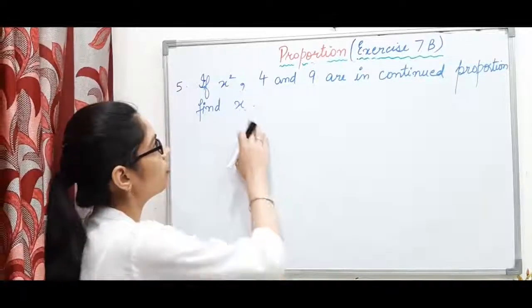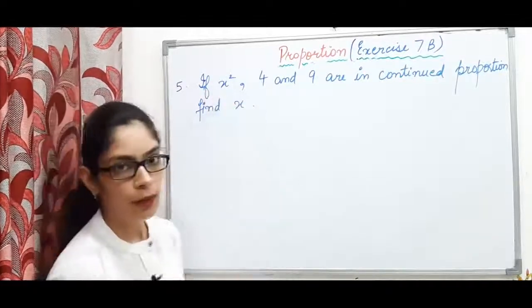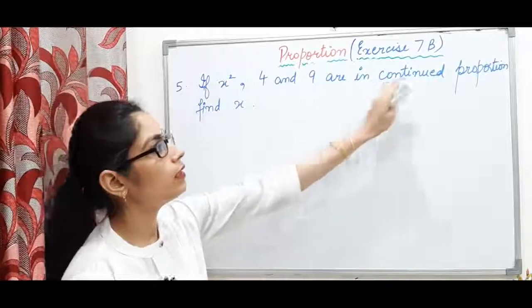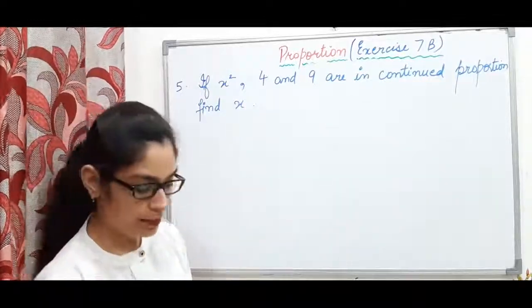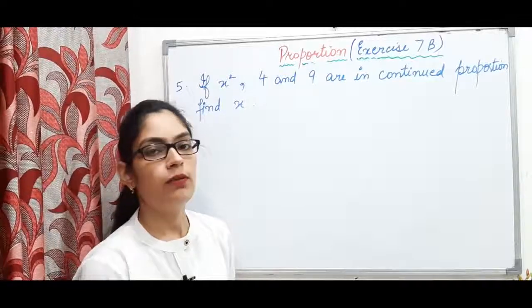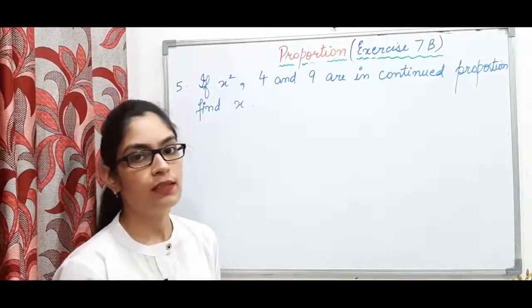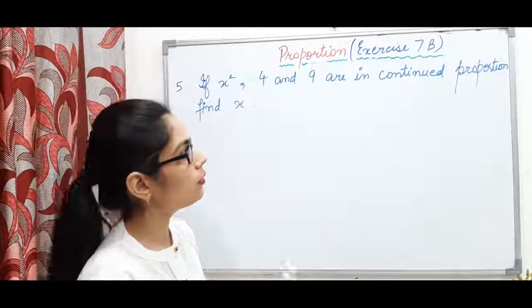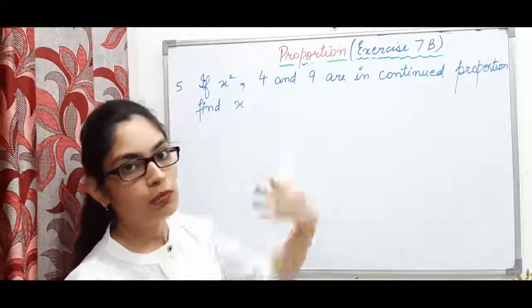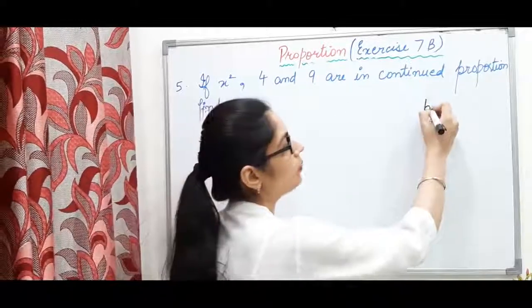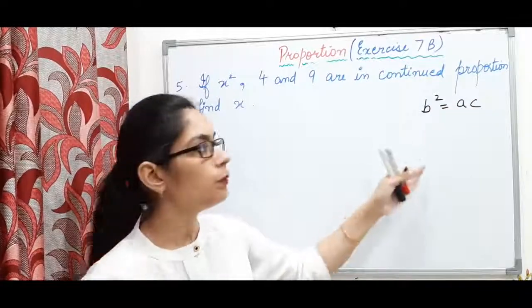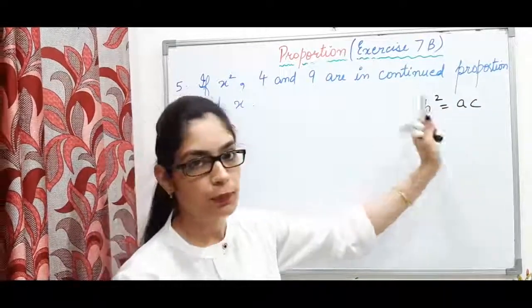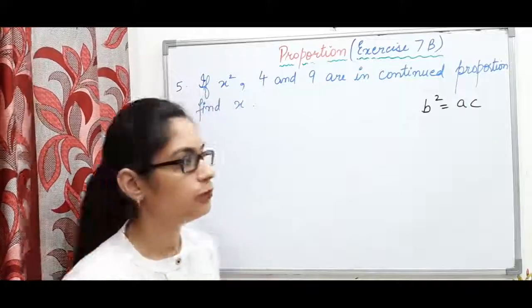In the fifth question, it's given to us, if x square, 4 and 9 are in continued proportion, find x. So this question is very similar to the previous one. You can just try along with me and see whether you are getting the same answer or not. Continued proportion, the formula I gave you, b square is equal to ac, where b is the mean proportion, a is the first proportion and c is the third proportion.